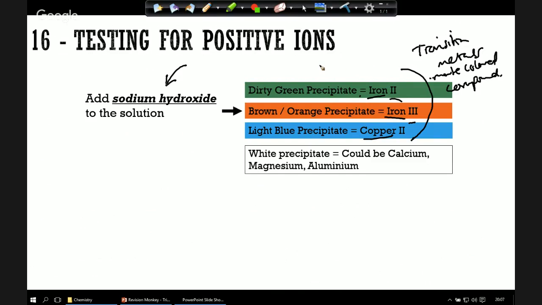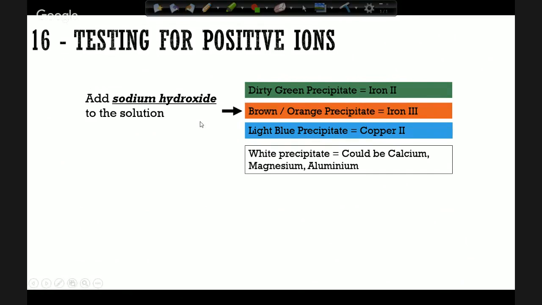The ions in the transition metals can either have 2 or 3 electrons in their outer shell, so they can either make Fe2+, for example, or Fe3+ ions. So if you add sodium hydroxide and you get a colour change, that's great. You can stop there and you've found out that the first part of your compound is iron 2, iron 3, or copper. So you might have something like copper carbonate, for example, but you don't know about this bit just yet. But you can tell if you get a blue precipitate that that first bit is copper. If you get a white precipitate, it could be one of several things. It could be calcium, magnesium, or aluminium.